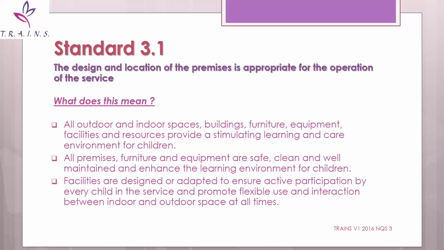Okay, there we go. So standard 3.1, the design and location of the premises is appropriate for the operation of the service. Now, what does this mean? So in this context, we are referring to all outdoor and indoor spaces. We're referring to the buildings, the furniture, the equipment, the facilities and the resources which you are having at your service that provides a stimulating learning and care environment for children.